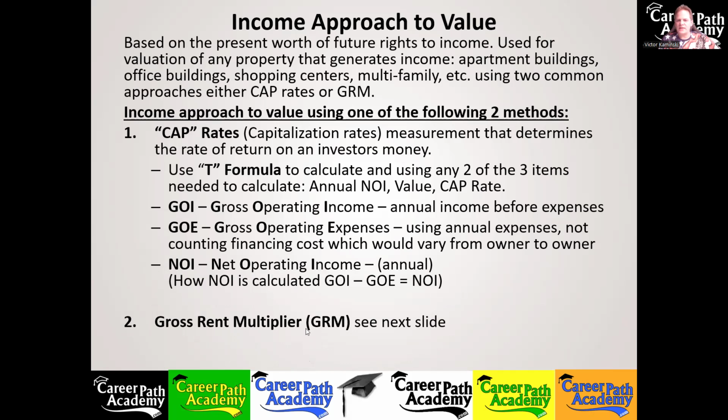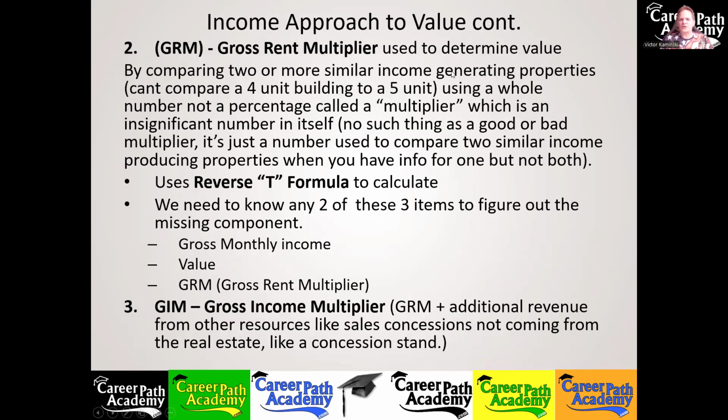We'll figure out the numbers we need once again for that GRM on the next slide. So the GRM is used to determine value by comparing two similar income generating properties. You can't compare a 4-unit building to a 5-unit building. It uses a whole number, not a percentage, called a multiplier, which is an insignificant number in itself. There's no such thing as a good or a bad multiplier. It's just a number used to compare two similar income producing properties when you have info for one but not both of them. It's a way to take a calculated, educated guess.